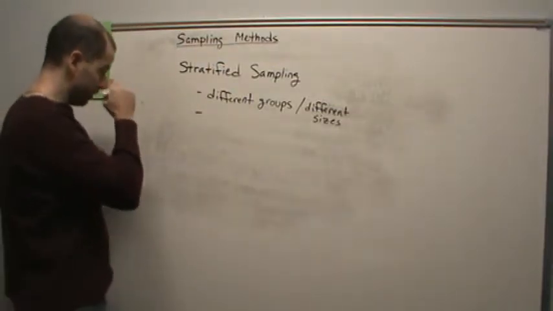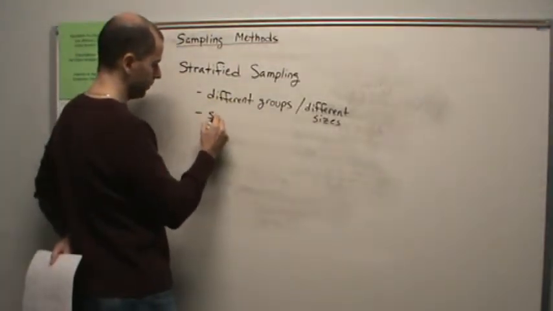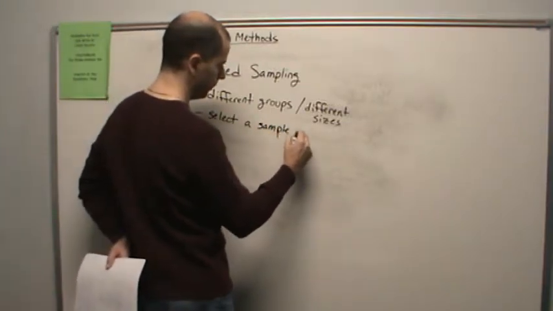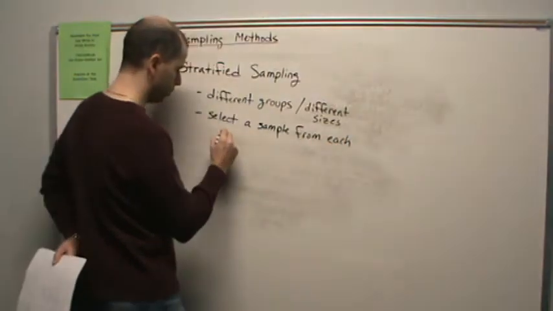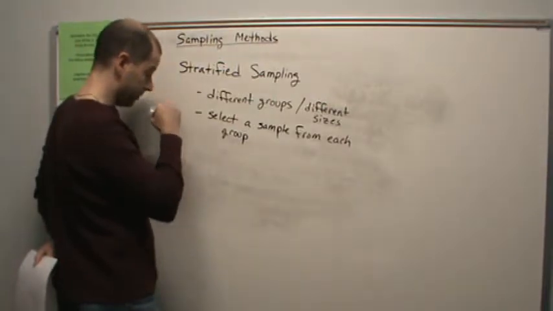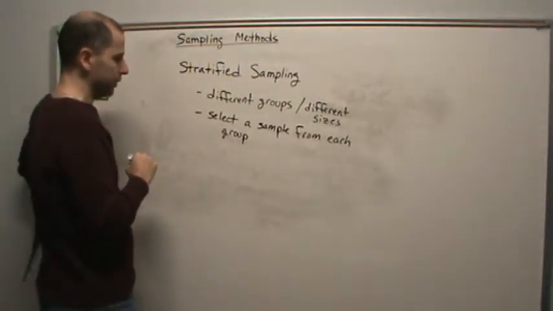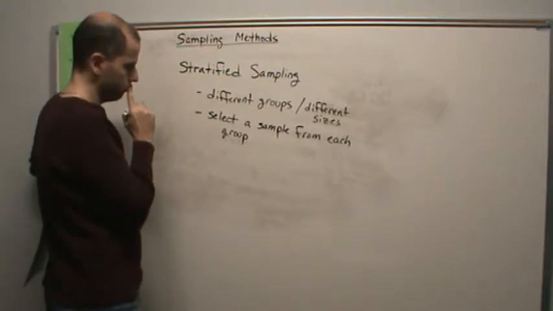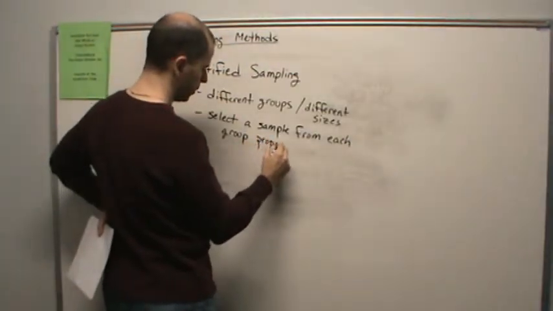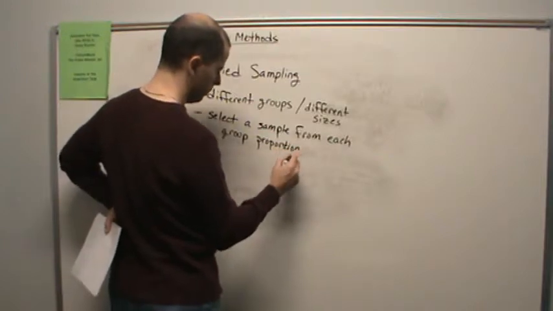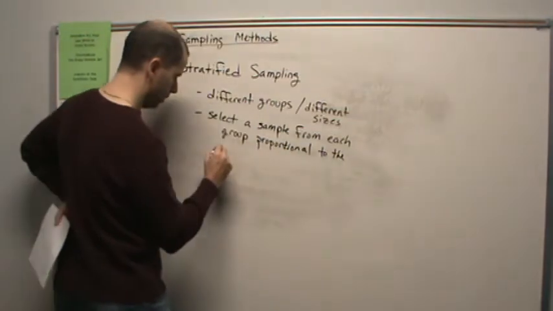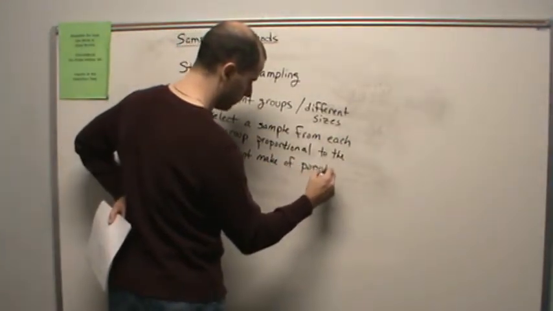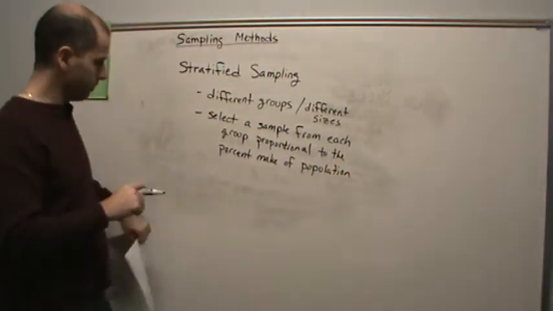So, now we have different groups. We're going to select a sample from each group proportional to the percent makeup of the population. Okay, what does this mean? Let me kind of bring this out.